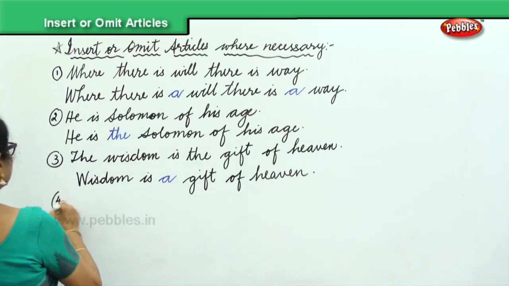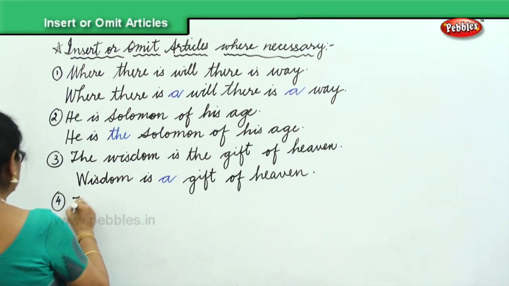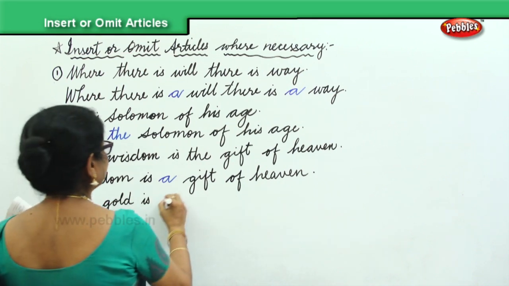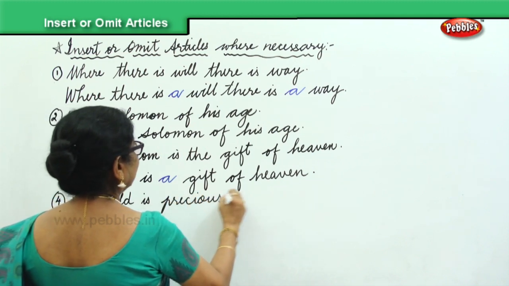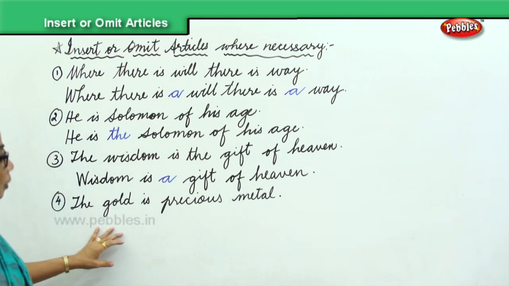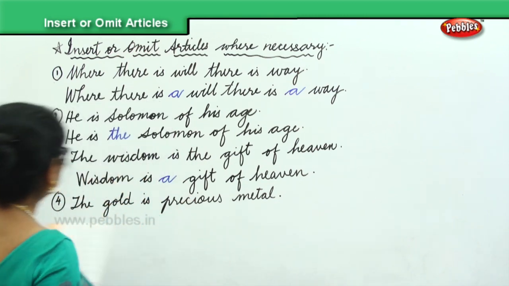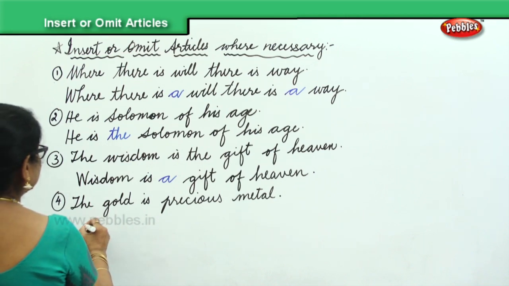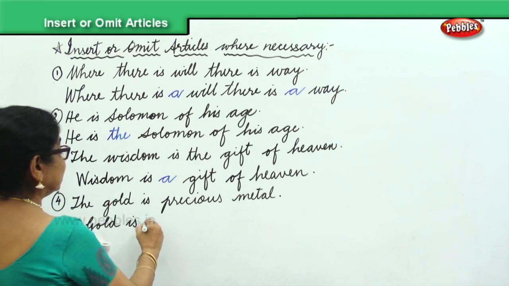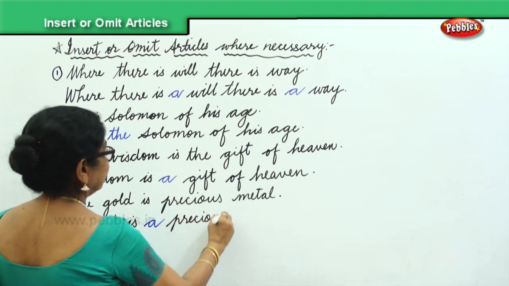The next one, fourth one, I'll give you another sentence. The gold is precious metal. The gold is precious metal. Now, what will you take out? You won't say the gold. So you will say gold is a precious metal. The answer is gold is. You don't say the gold is. A precious metal.